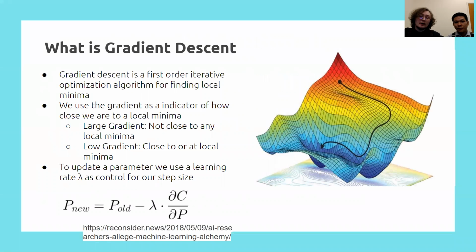So to optimize this cost function, we will use gradient descent. Gradient descent is an optimization algorithm for finding local minima. The gradient descent uses the gradient as an indicator of how far away we are from a local minima. If we have a large gradient, then we are not close to a local minima. If we have a low gradient, we are close to a local minima or at that local minima. Gradient descent uses an update rule to update our parameters based on the old parameter minus the partial derivative with respect to that parameter times a learning rate lambda.